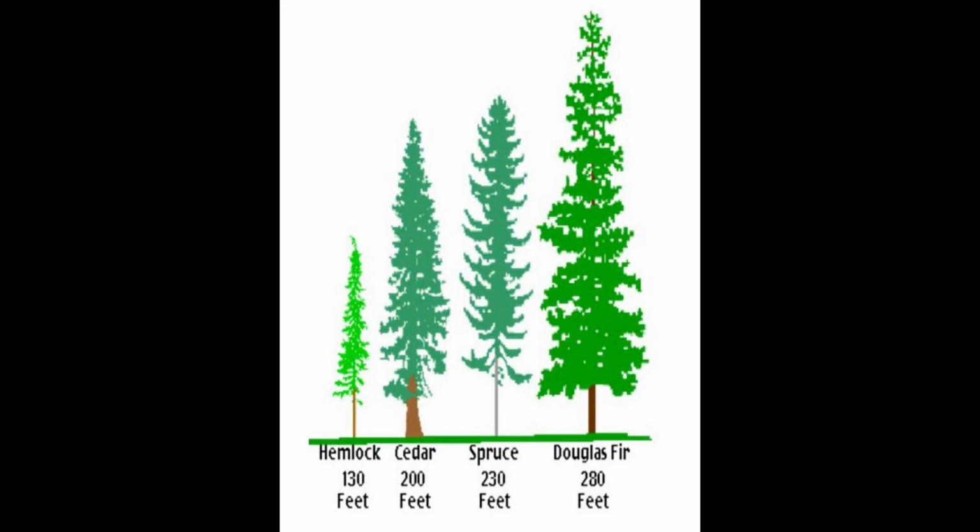The following picture gives information about the height of trees. The items include hemlock, cedar, spruce, Douglas fir. According to this picture, in hemlock, the value of height is around 130 feet, and that of cedar is higher, which is around 200 feet. You can see from this picture that the highest value of height is in Douglas fir, which is around 280 feet. In conclusion, Douglas fir has the highest number.